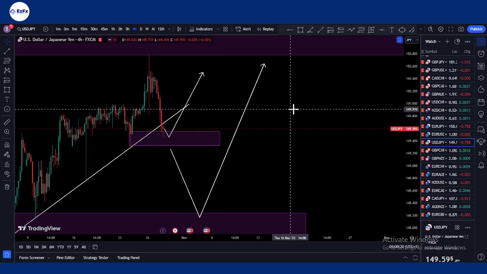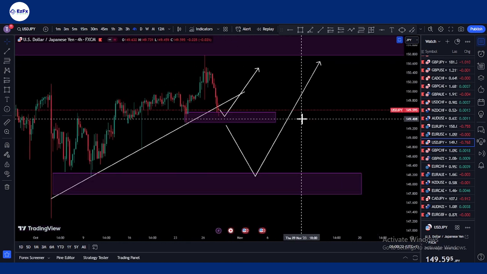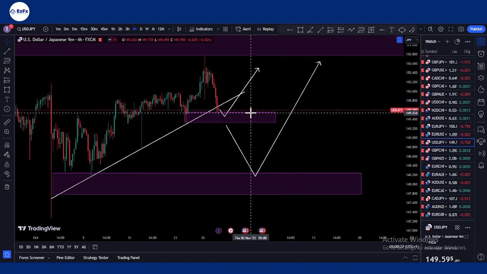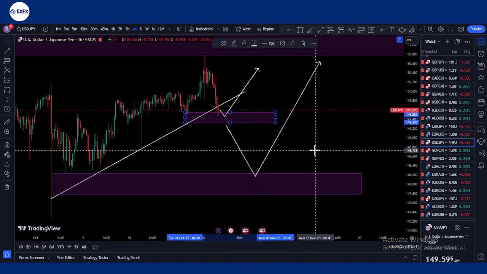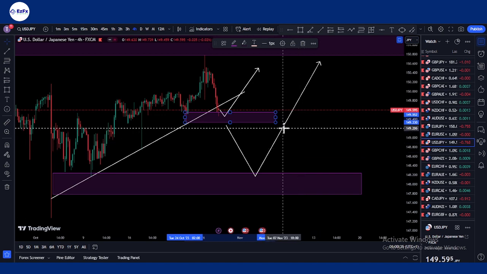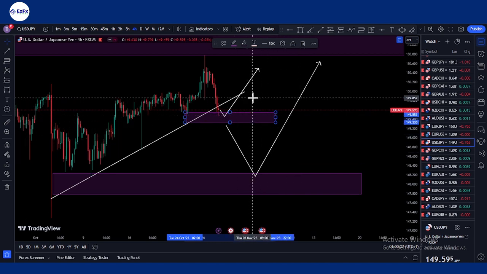Now for the course of this week, I'll be expecting us to still continue. Again, I have about two scenarios I want to watch out for. The first scenario will be for this zone, which is between 149.552 and 149.330. So I'll be watching out for probably a buy movement to happen from that zone.